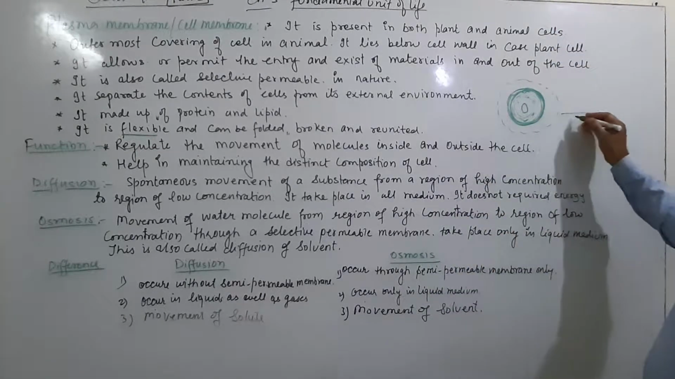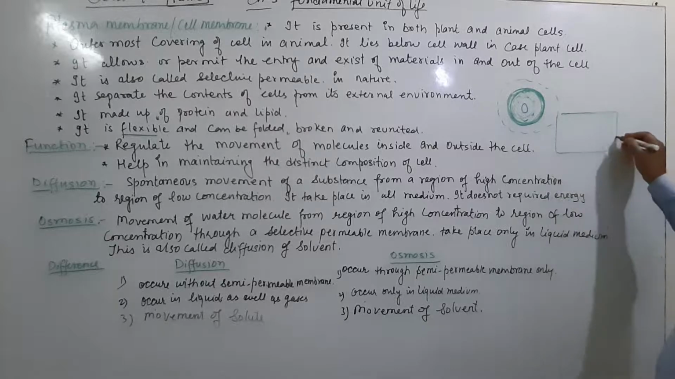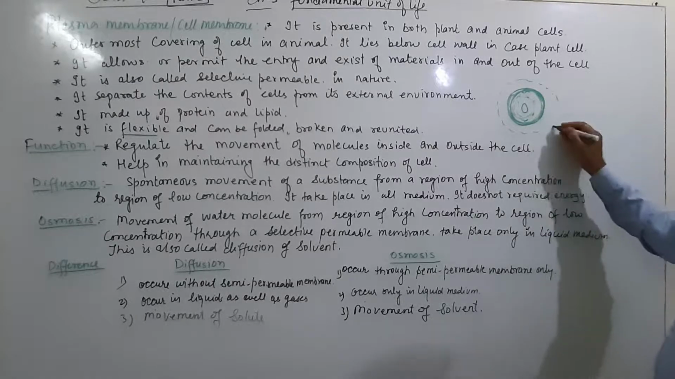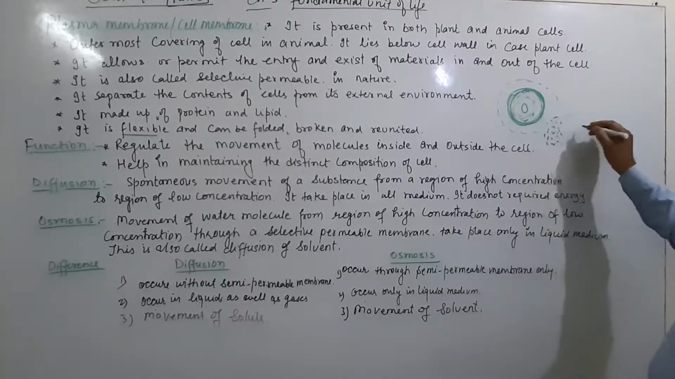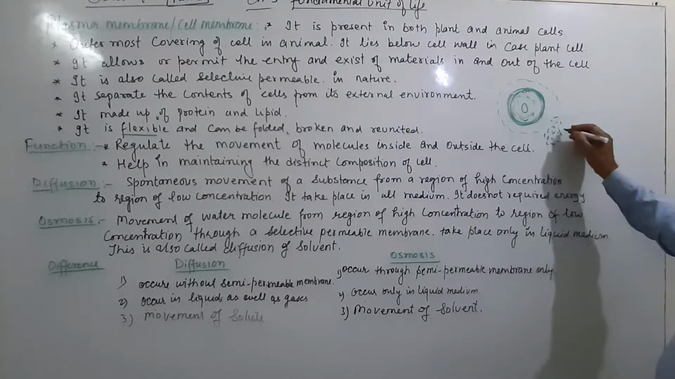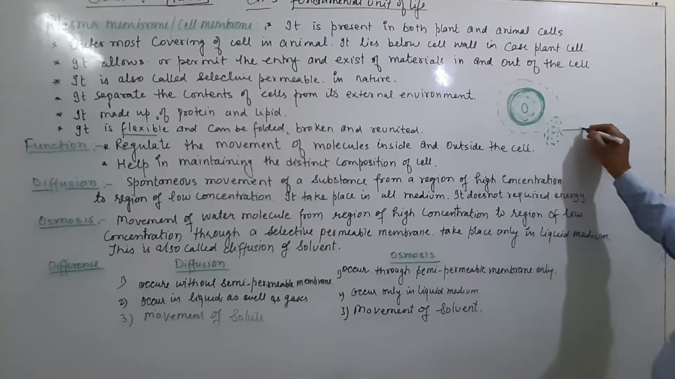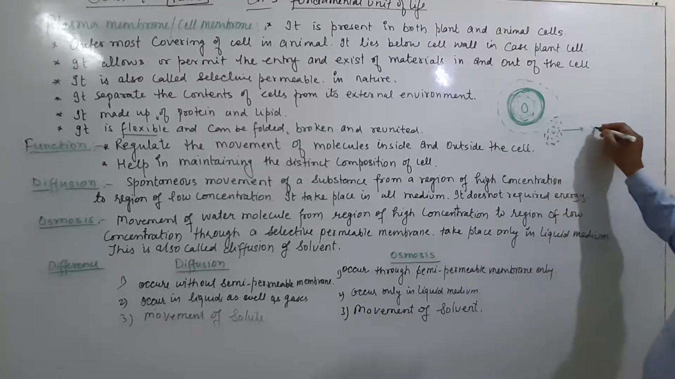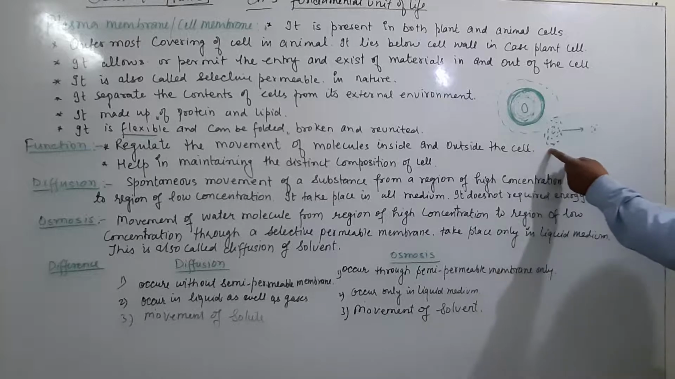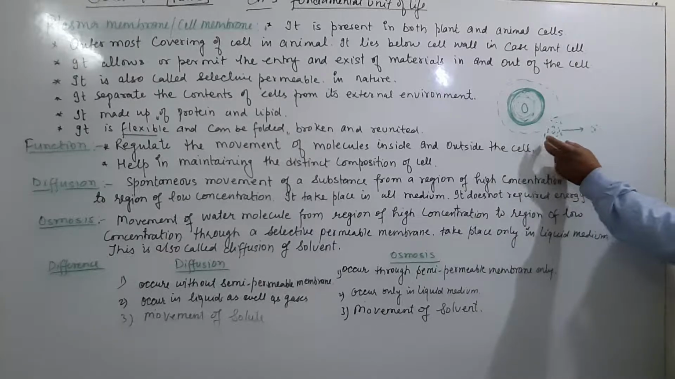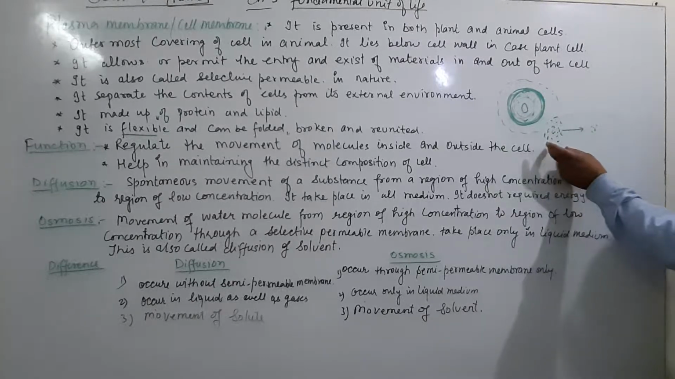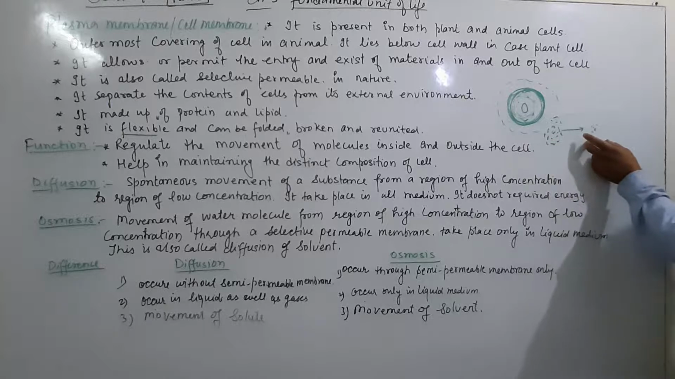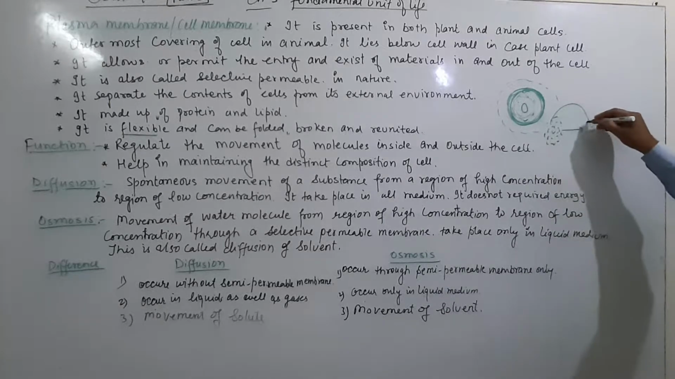For example, here the amount of gas particles is large, and here there is no gas. Automatically, the gas particles will move from the large amount to the very small amount. So the gas passes from a region of high concentration to low concentration. This is known as diffusion.